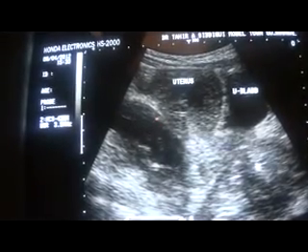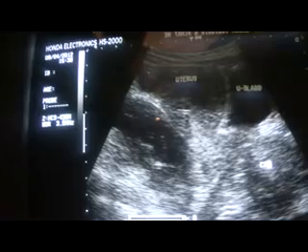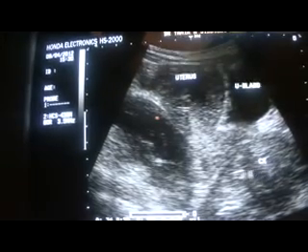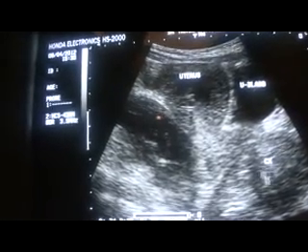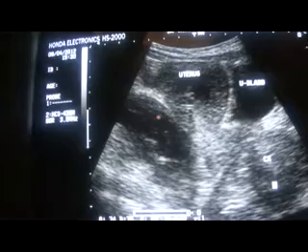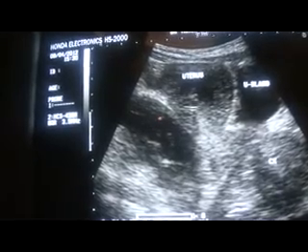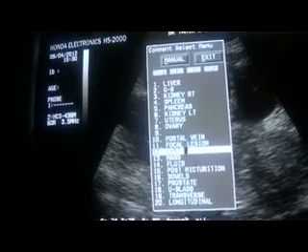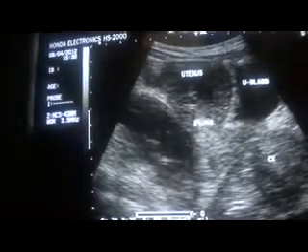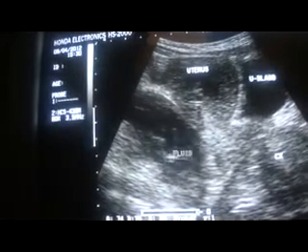Then in the fluid you can see this echogenic area, and then in this echogenic area you will see tubular structure. So these are RPOCs, retained products of conception.